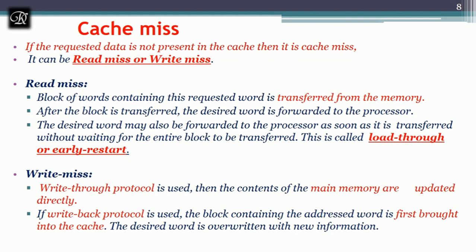If the write back protocol is used, the block containing the addressed word is first brought into the cache. The desired word is overwritten with the new information. So with the write back protocol, first bring it, then write it on the cache. Then, once you are going to replace that respective block, only at that time do you modify the RAM. That is how the write back protocol works, which is slower. But the write through protocol is faster, since it updates both cache and RAM at a given time.